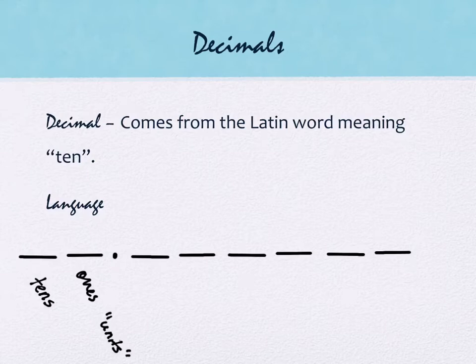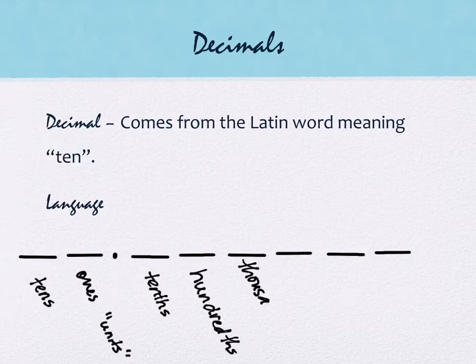As we move to the other side of the decimal, the first one is actually called the tenths place. So anytime you see that THS, you're talking about values that are on the right-hand side of a decimal. And then we work our way up from there. So we have the tenths, and then we have the hundredths, and then there's the thousandths.